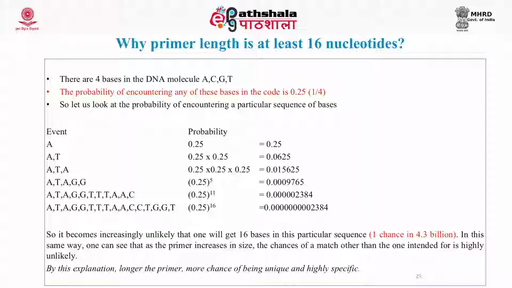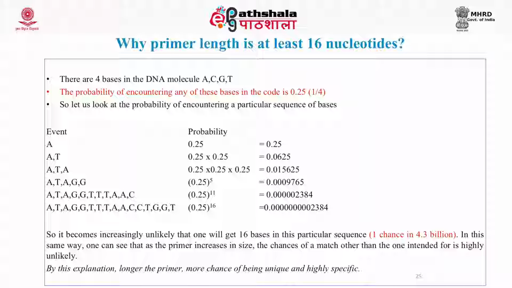In the same way, one can see that as the primer increases in size, the chances of a match other than the targeted one is highly unlikely. By this explanation, the longer the primer, the more chance of being unique and highly specific. However, we still have a cap. We cannot go beyond 30 bases.